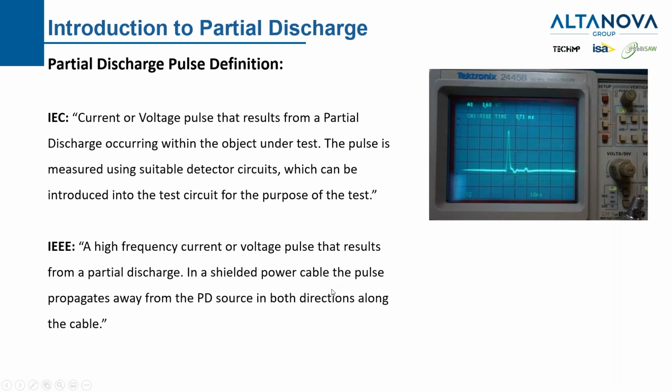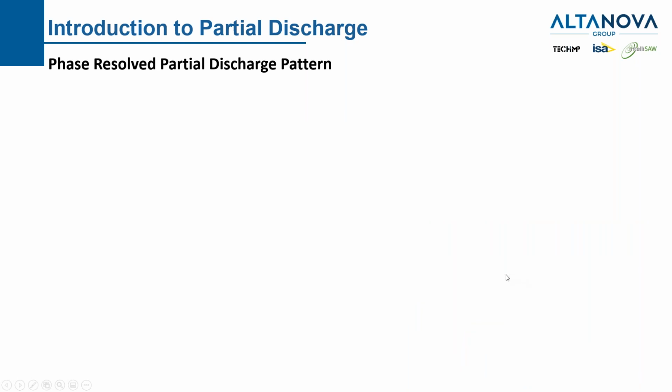Here we have a PD pulse from, let's say, old school visualization with an oscilloscope. And here we have a digital visualization of the PD pulse with one of our instruments. In both cases, we have voltage on the vertical axis and time on the horizontal axis. I cannot go too much into the detail about PD tests and partial discharge phenomena, but I want you to be introduced to the concept of phase-resolved PD pattern.